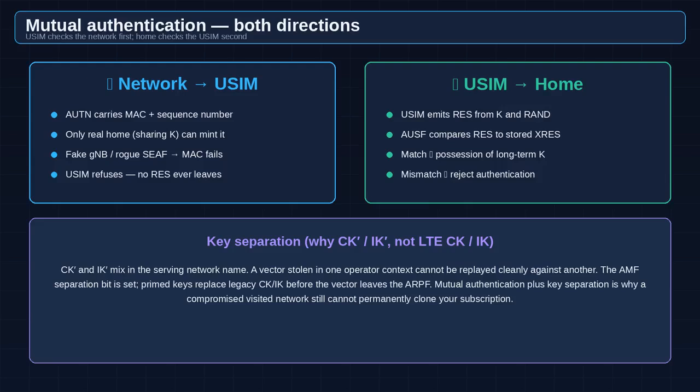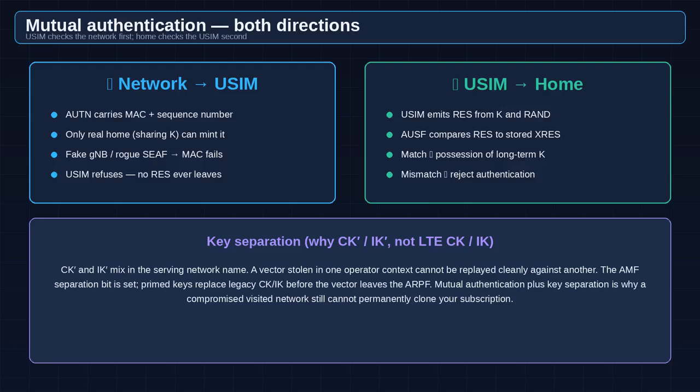Only after that check does the USIM emit RES. Now the home network authenticates the USIM by comparing RES to XRES. Both directions use the same long-term secret K, but different fields and checks, so a one-sided pass is not enough.